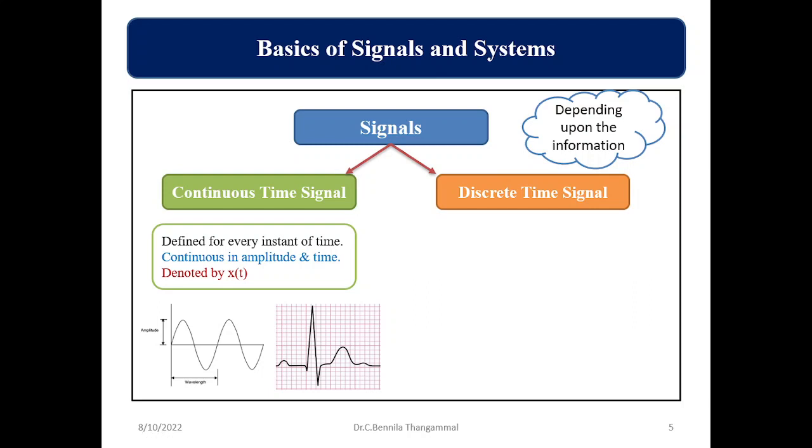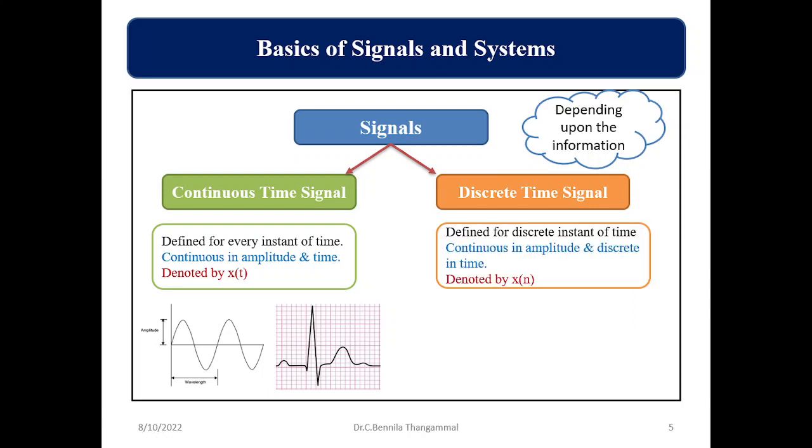Next is the discrete time signal, or DT signal. A DT signal is defined for discrete instants of time. It is continuous in amplitude and discrete in time. It is denoted by x of n. Here the x-axis will have n and the y-axis will have x of n. The signal is defined for discrete instants of time, so time is discrete and amplitude is continuous.